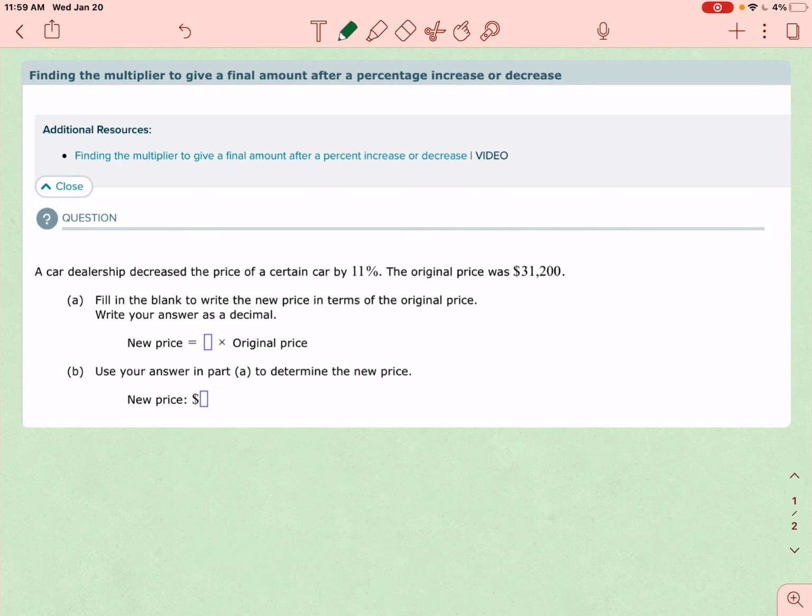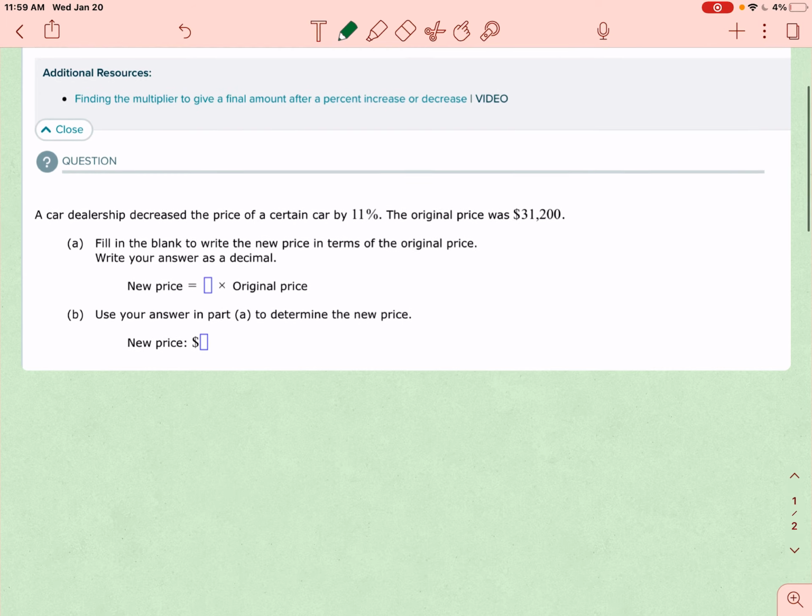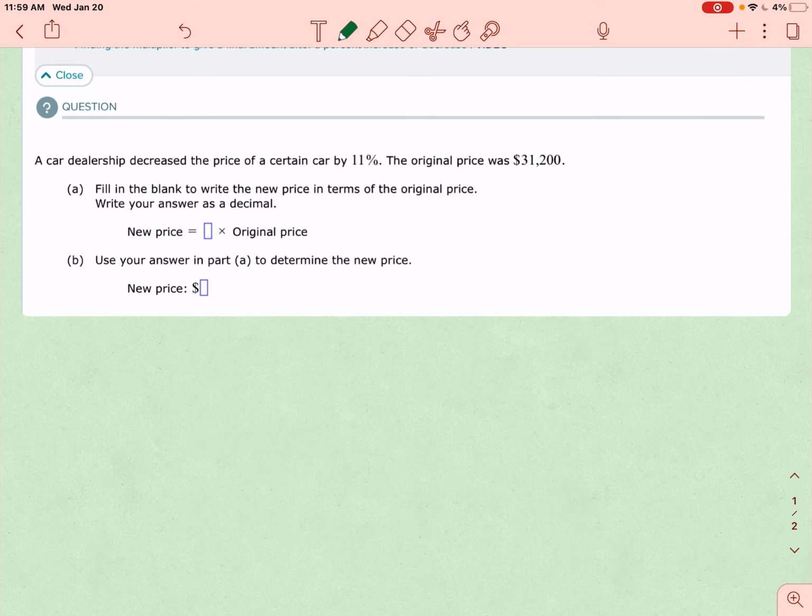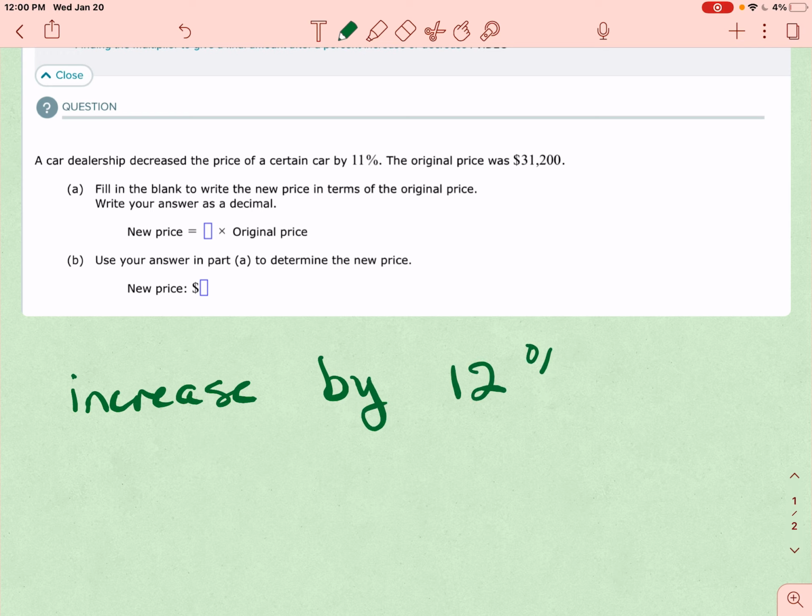Let's talk about finding the multiplier to give a final amount after a percentage increase or decrease. So if an amount is going to increase, here's a couple things to remember. If an amount is going to increase, let's say we're going to increase by 12%.